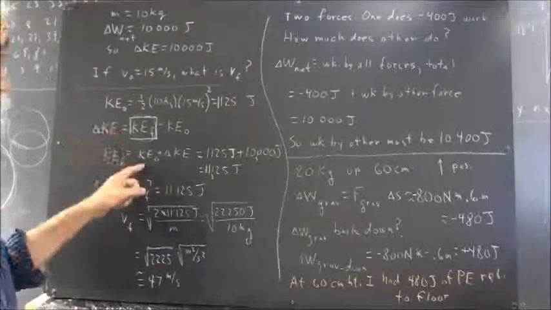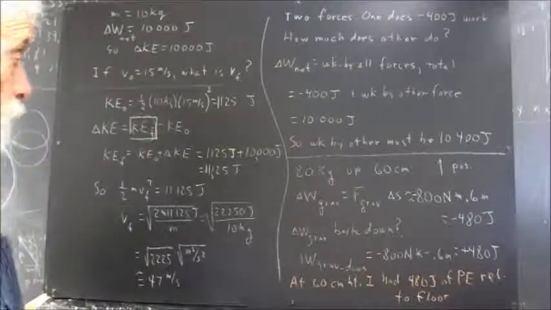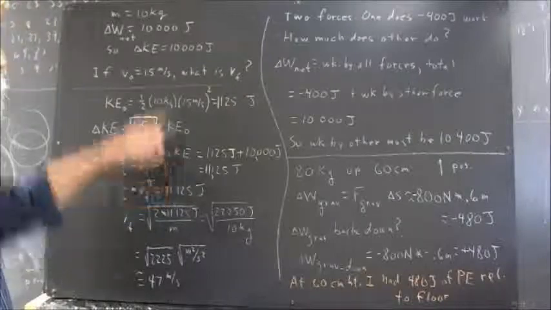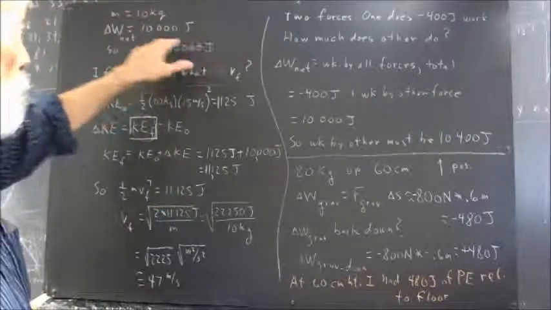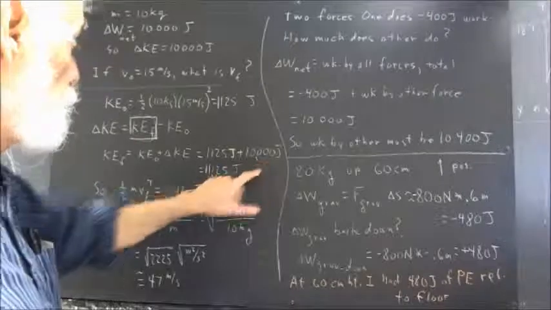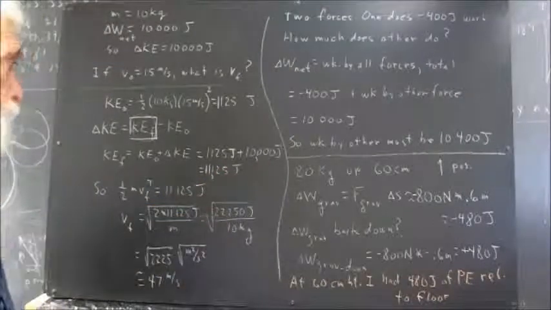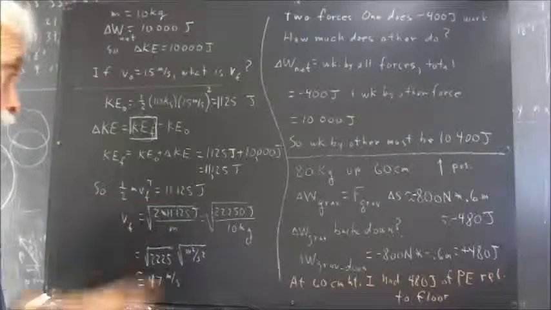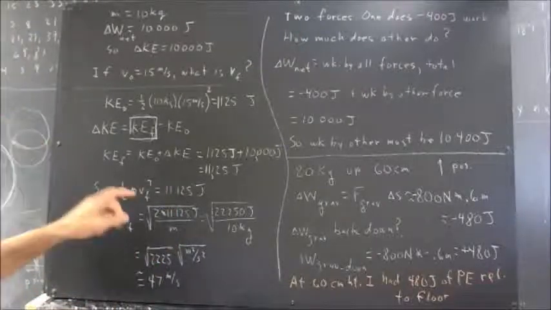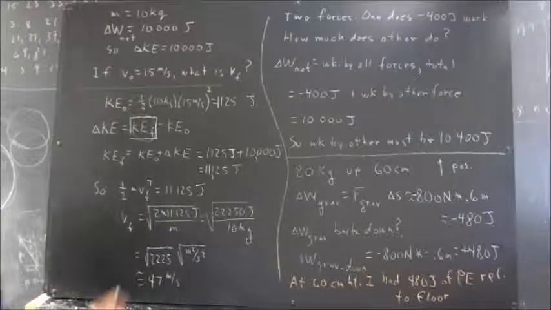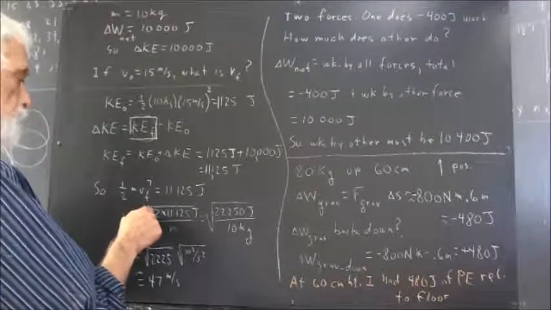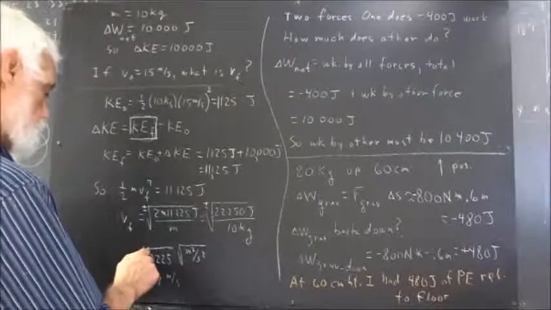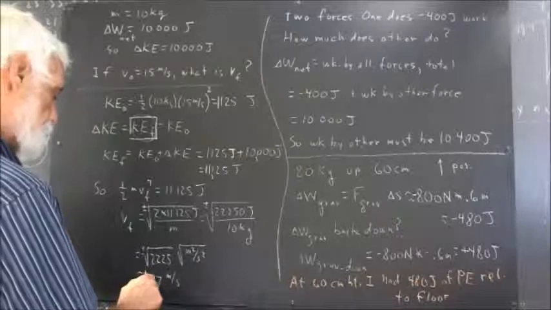So the initial kinetic energy, if we start at 15 meters per second, is 1125 joules. The change in kinetic energy, which recall we got from the force and the displacement, was 10,000 joules. So the total is 11,125 joules. So 1/2 mv squared is 11,125 joules. We solve for v. We get v, and I should remember the plus or minus here. I didn't. And you should always remember that. Put the plus or minus in here.